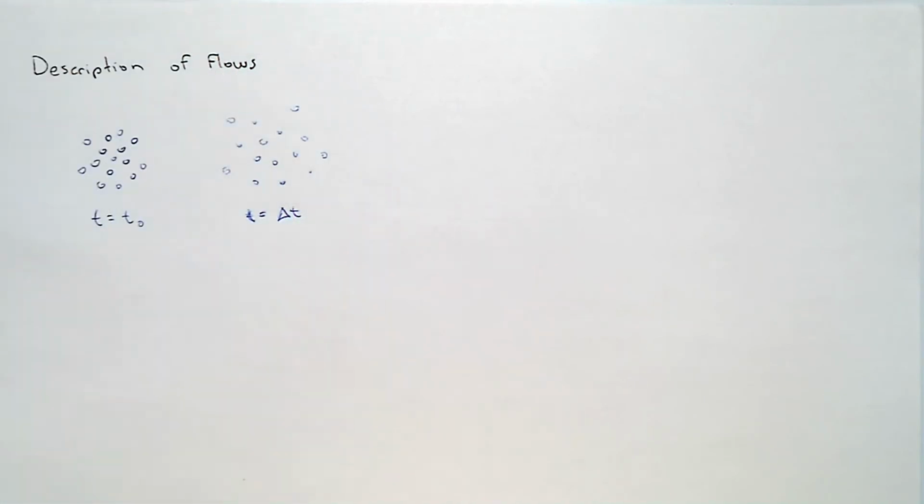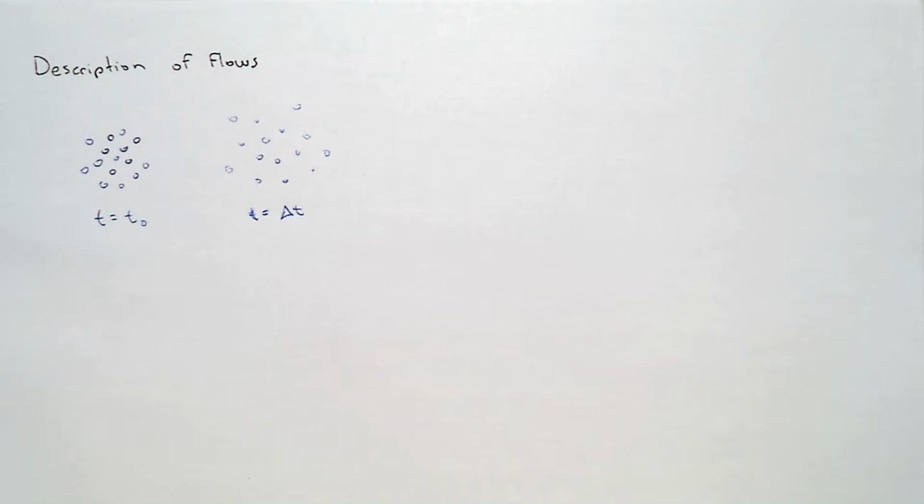Okay? So if I look at my fluids at one time and I look at my fluids at a second time, my particles don't necessarily have to be in the same place because there will be motion in between the particles. Now, because there's motion in between the particles, there are two ways in which we will describe such motion. The first way is what we call the Lagrangian description.